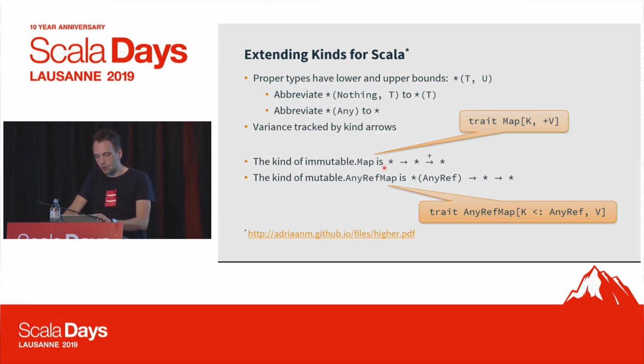So the kind of the immutable map would have this plus arrow here because there's a plus on this type parameter. And for AnyRefMap, which has a constraint that the key type must extend AnyRef, we would see the same thing here in the kind. But even these Scala extended kinds are not enough for the collection kinds that we want.